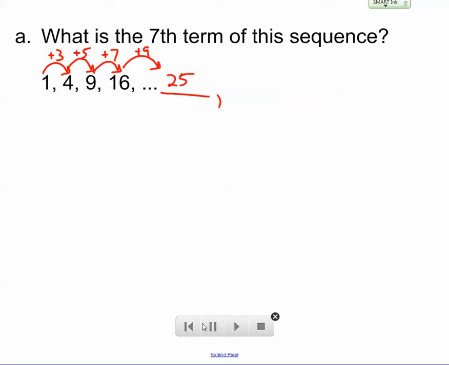And then let's add 11. And that would give us 36. And then let's add 13. And that would give us 49. And that would be the seventh term of the sequence. 1, 2, 3, 4, 5, 6, 7.